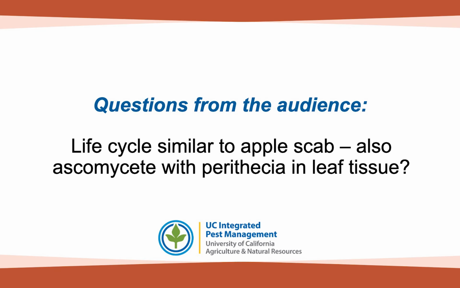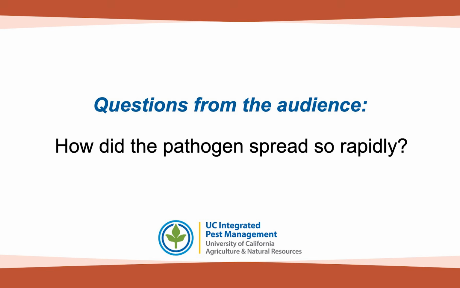The pathogen is an ascomycete. It will grow on the leaves, and it's only within the leaves that it will form those perithecia or fruiting structures that will produce ascospores, a form of spores that will be the main inoculum source for new or young leaf infection. So that's really the same idea, same principle as apple scab.